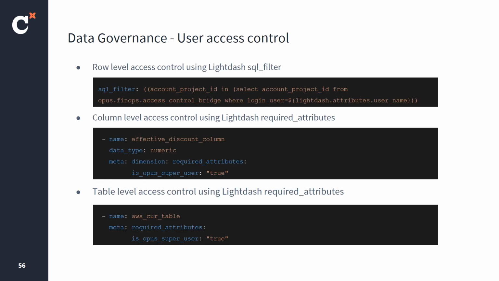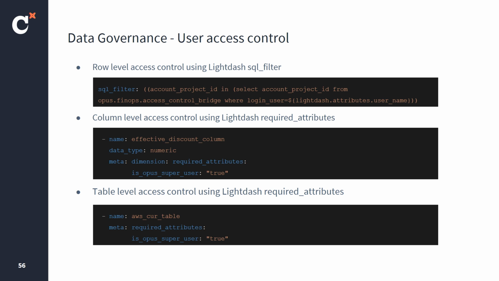Okay, and this portion is not really dbt, but more on the Lightdash side. However, we mixed it with the dbt models we developed, which is user access control. Lightdash has a few different ways of implementing user access control. It can happen at the row level, the column level, or the table level. They do it a little differently, because the column and table level come from Lightdash's internal attributes. The row level access is actually done with a SQL filter.